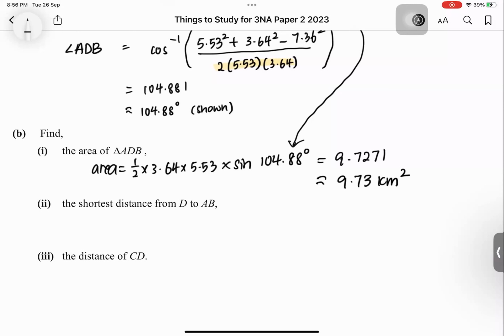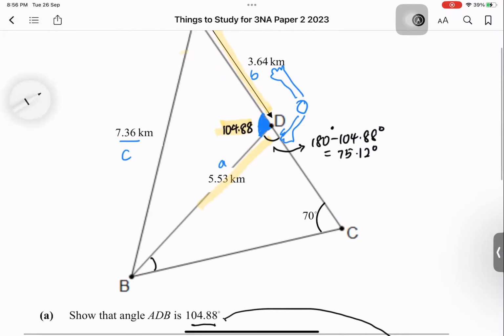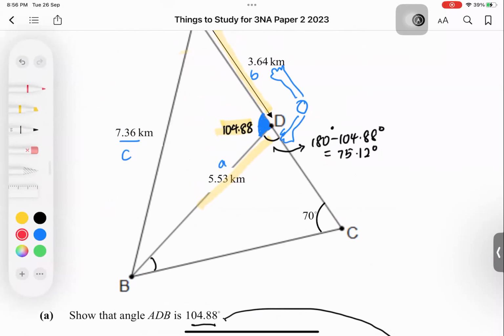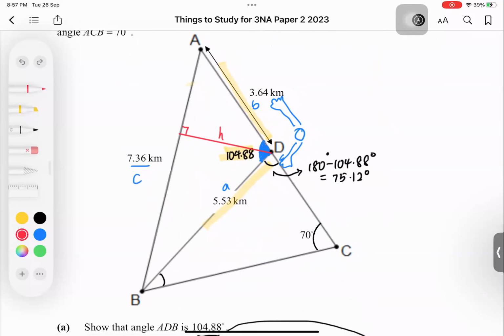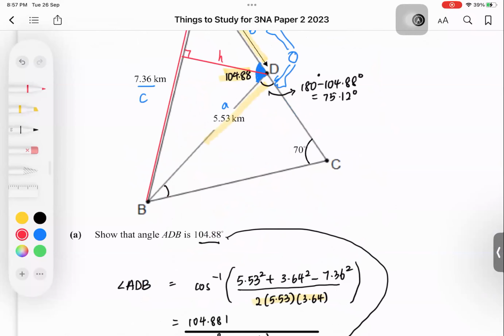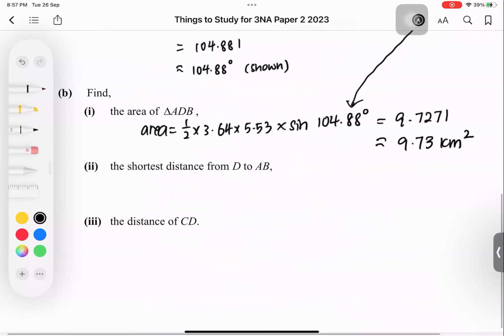So to find the shortest distance, D to AB, point D to AB, right? So that means this is my height. Where is the new base? The new base will be the one over here, 7.36. So area of this triangle, use the accurate one, 9.7271 equals half times my new base.